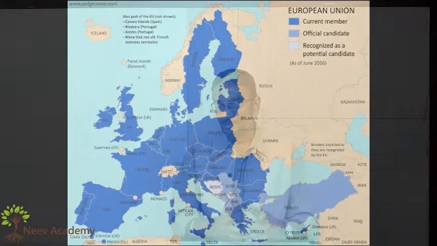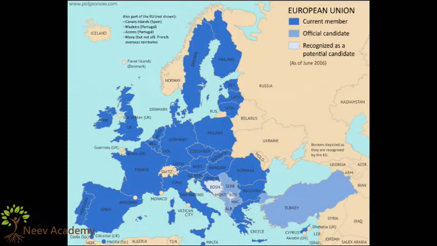This is the European Union phase and this is how the European Union looks now. ये मैप के बाजू में आपको लेजेंड भी दिया हुआ है, what means what. तो it's a very closely bound connection. Remember, Norway is recognized as a potential candidate. Remember, this is as of June 2016, and Turkey is an official candidate, and these are the members of the European Union.